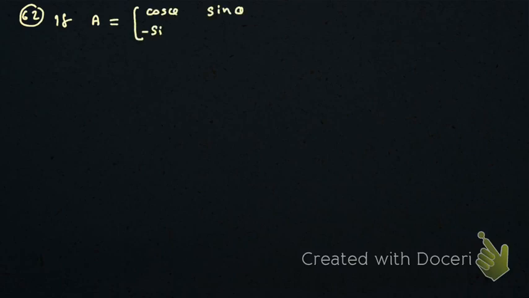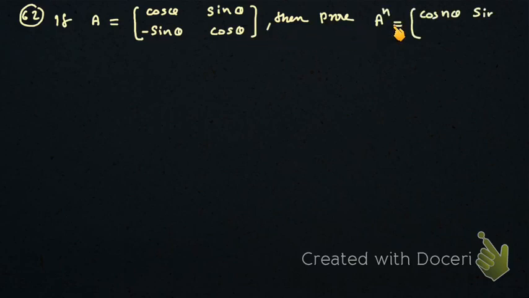If A is equal to cos theta sin theta minus sin theta cos theta, then prove that A raised to n is equal to cos n theta sin n theta minus sin n theta cos n theta. Actually, the result looks very interesting. Like if I need to do a square, it's going to be cos 2 theta sin 2 theta minus sin 2 theta cos 2 theta. If I want a to the power of 10, it would be cos 10 theta sin 10 theta minus sin 10 theta cos 10 theta. Very interesting results. We are trying to prove that.